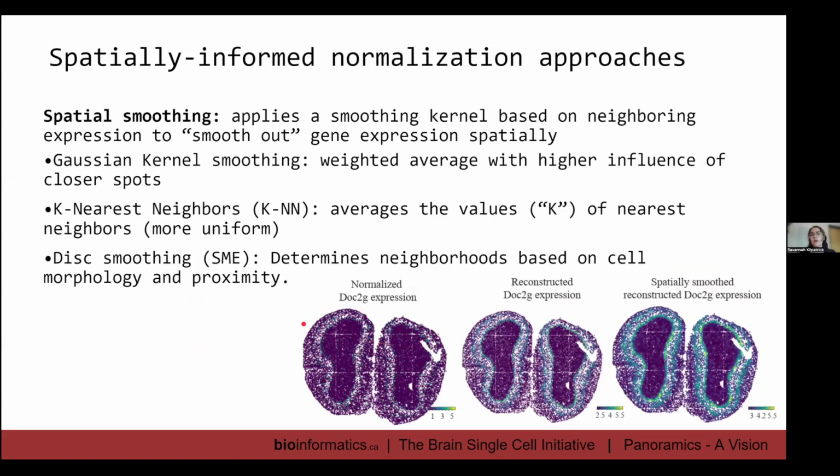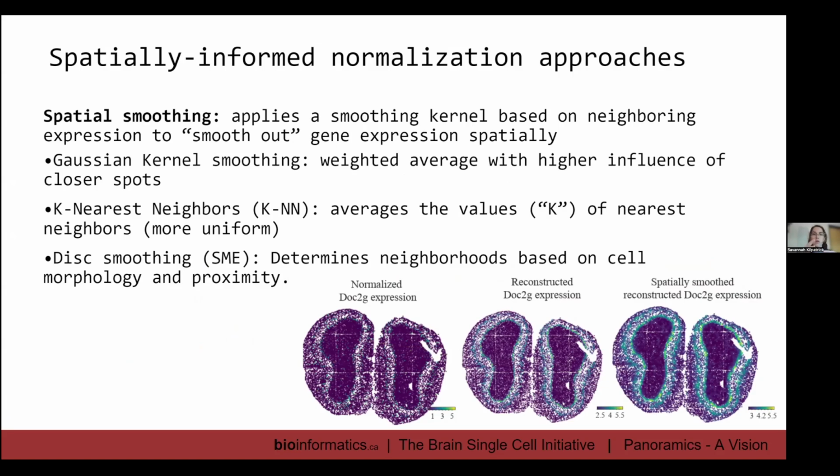More recently, people have considered the spatial component when performing normalization. So you can apply things called spatial smoothing that applies something called a smoothing kernel, just based on the neighborhood expression to kind of smooth out or sometimes apply even a gradient of gene expression. There's many different ways that you can do this.